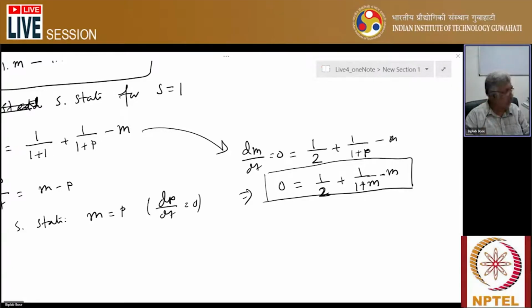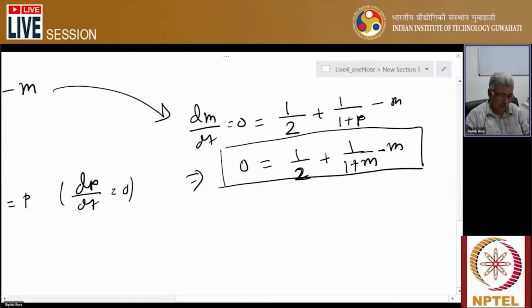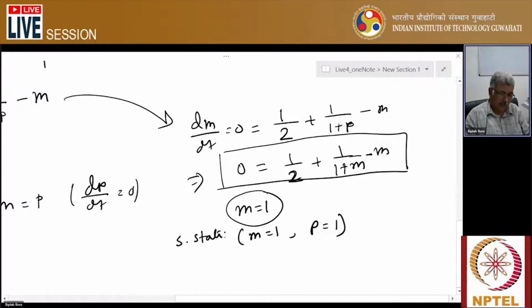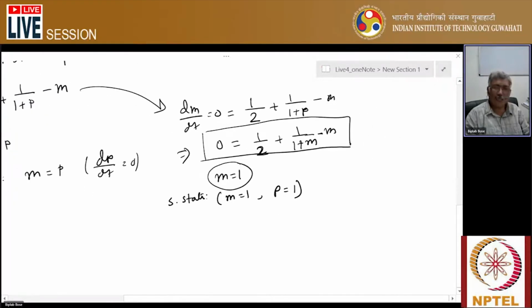Okay, I don't know whether anybody is trying it or not, but looking at that, you can easily say, consider M equal to 1. You put it: half plus 1 by 1 plus 1 is half, minus 1, so you have 2 halves, which is 1, minus 1 is 0, right? So that is M equal to 1. So the steady state value is M equal to 1, P equal to 1, right? So again I will suggest you, I had earlier shared a link in the course page for drawing the phase portrait.